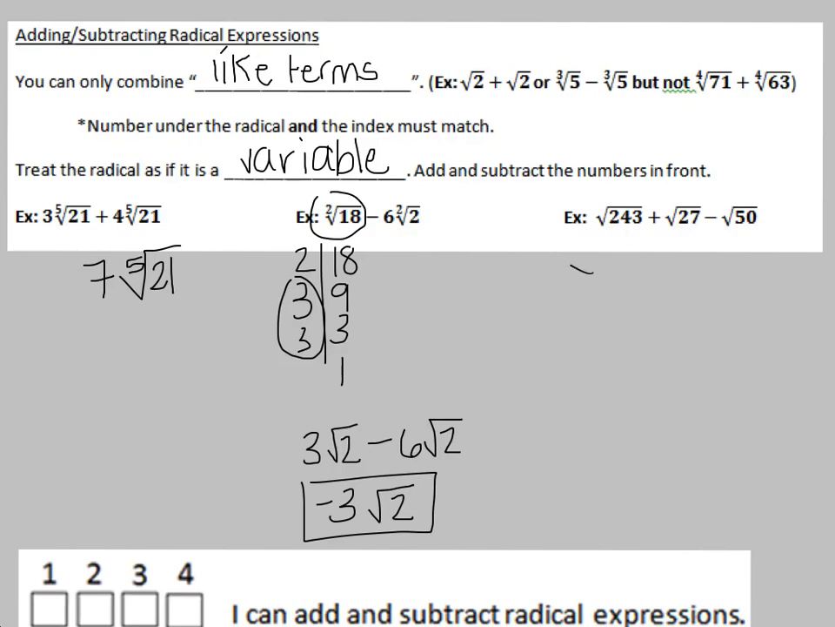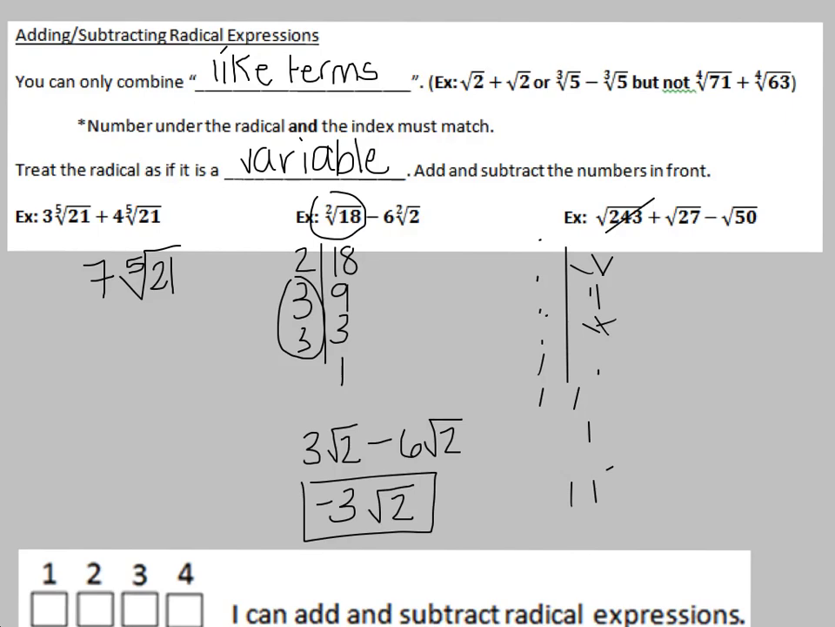So for 243, using the factor method, I know 3 goes in that 81 times, 3 goes into 81 27 times, 3 goes into 27 9 times, 3 goes into 9 3 times, and 3 goes into 3 once. So since the index is a 2, I'm circling groups of 2. So 2 3's come out. 3 times 3 is 9, so I have 9 radical 3 is what the square root of 243 breaks down into.